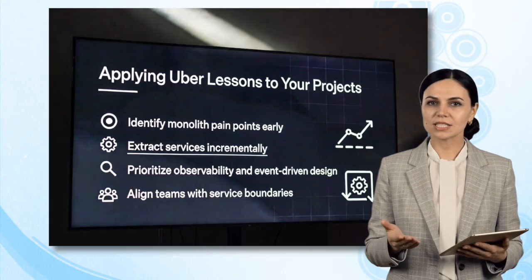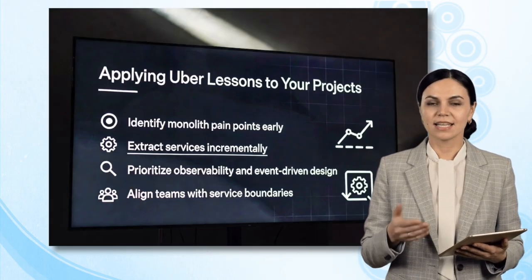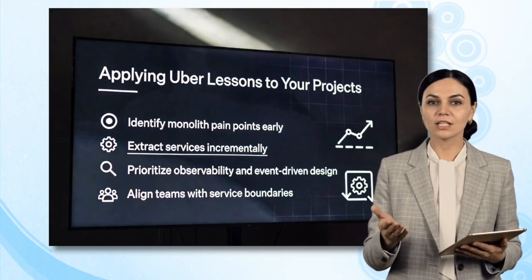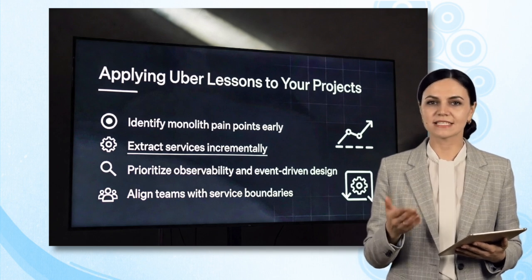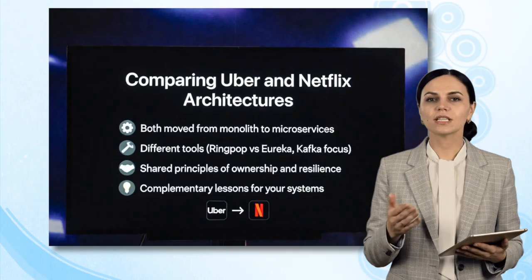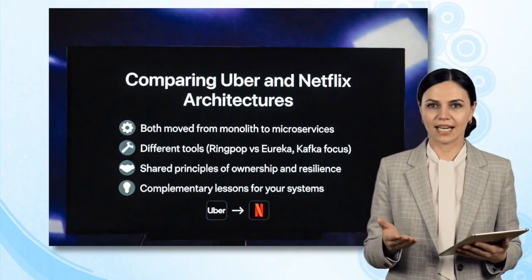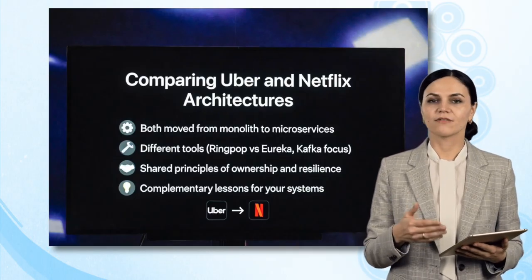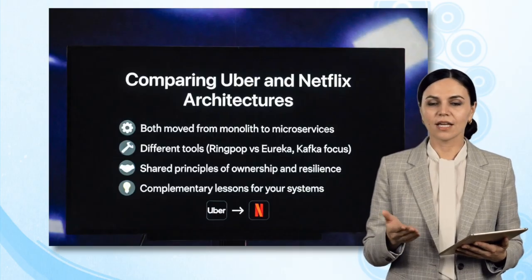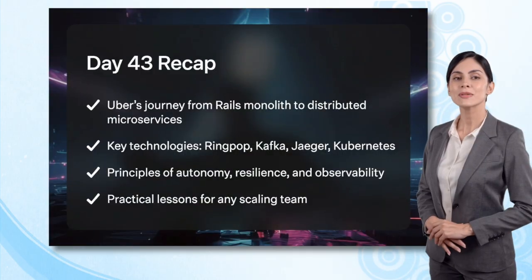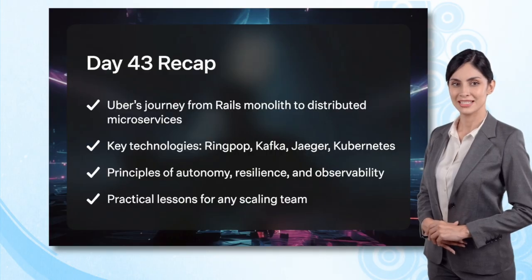You don't need Uber's scale to benefit from these lessons. Start small, focus on one service at a time, and use the 30-90-day roadmaps we've discussed throughout the course. It's useful to compare Uber and Netflix side by side. Both companies solved similar problems, but chose different tools based on their domain. The principles remain the same. Today, we explored Uber's transformation in detail. We saw how they turned rapid growth challenges into a robust, scalable, distributed system.